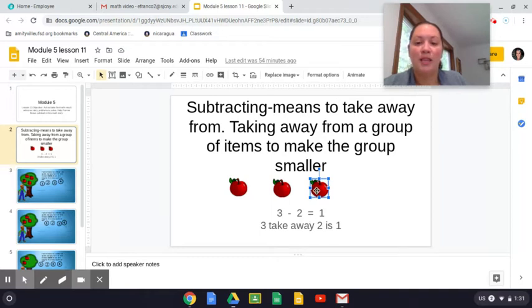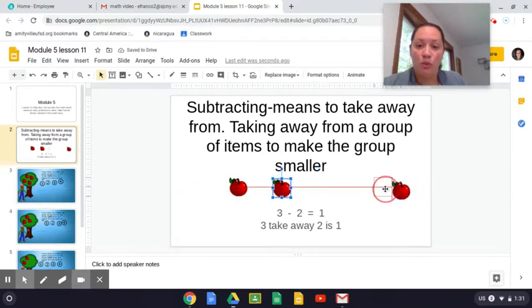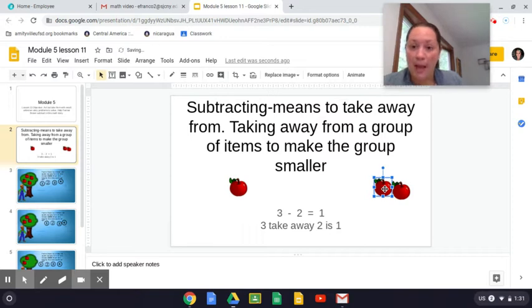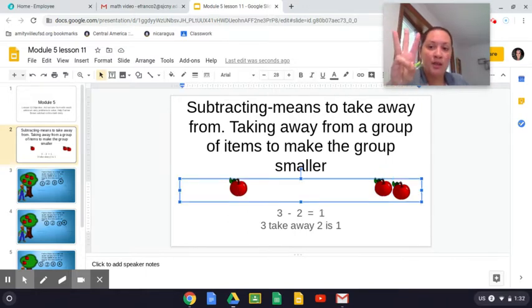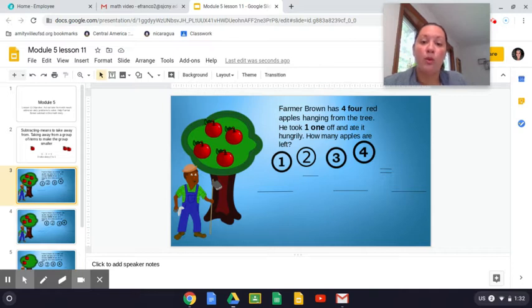Okay, so let's take them away. I have 1, 2, 3 apples. I'm going to take 2 away, like we said. 1, 2. So now I made my group smaller. I took away some of those apples. How many are left? Good. 1. So 3, take away 2 is 1. Super job.